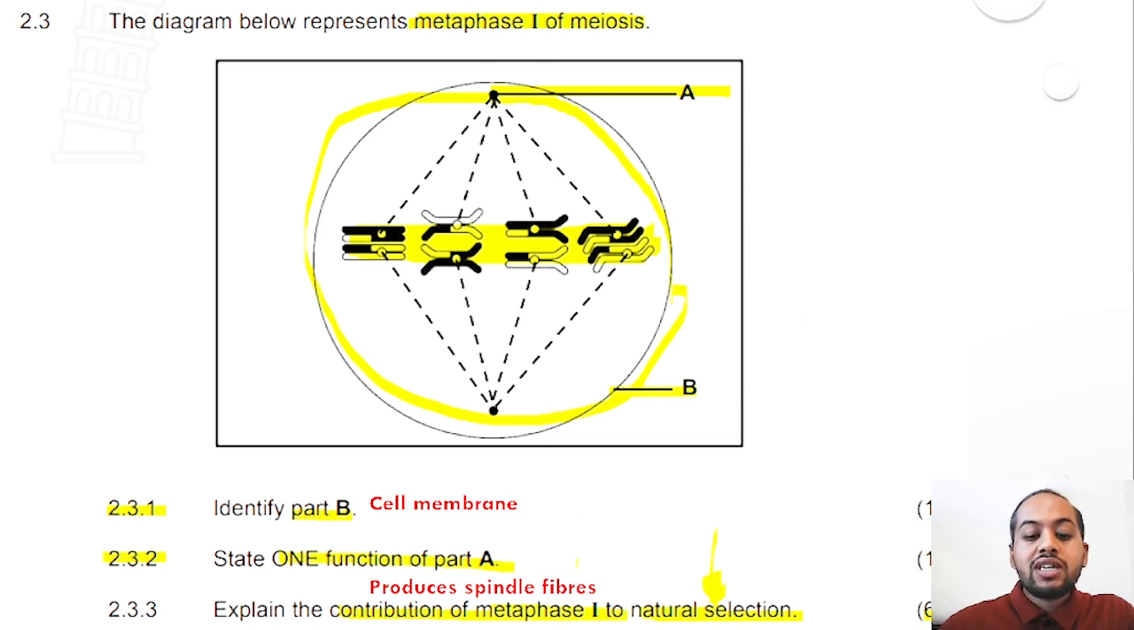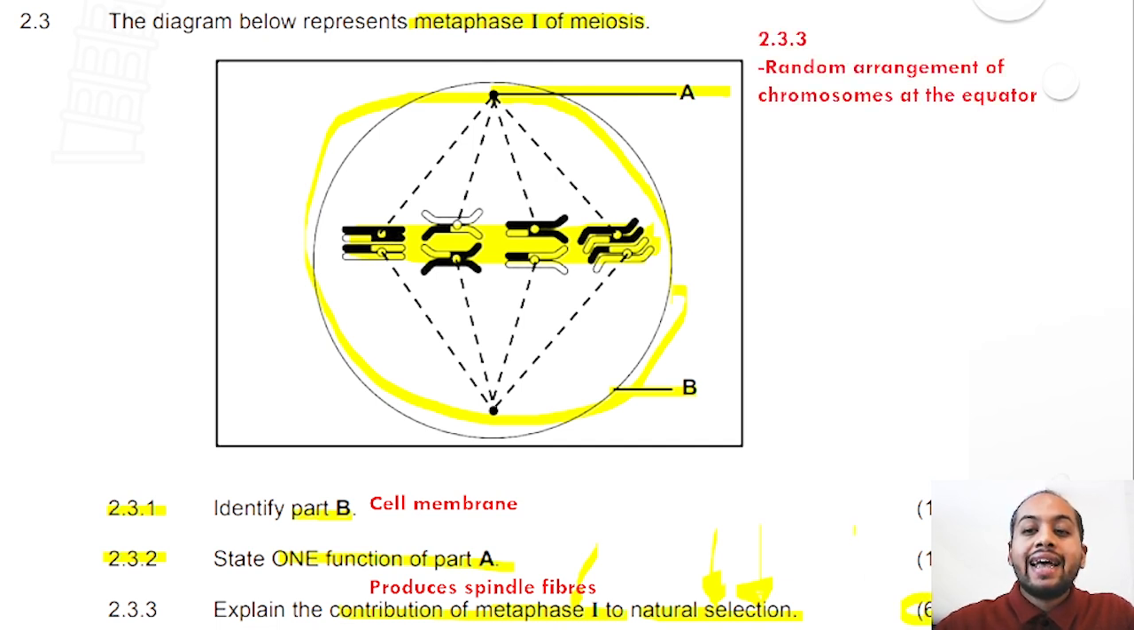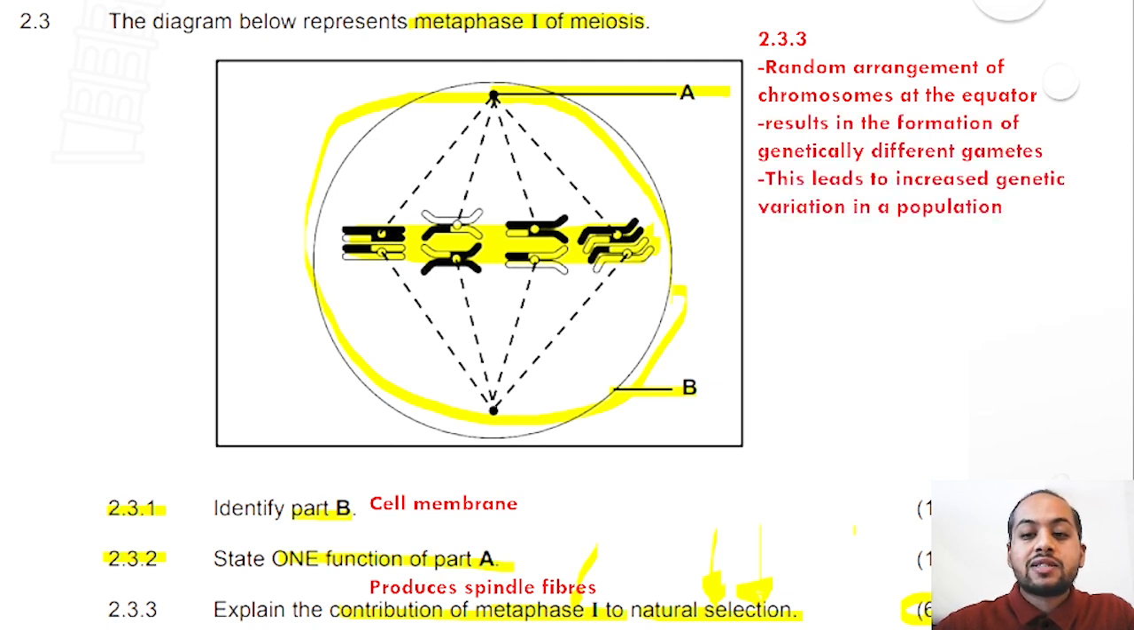You are simply speaking about the events of metaphase 1 that increase genetic variation, and then you are using that to describe the process of natural selection, and that is how you are awarded 6 marks. So how do we start? Firstly, random arrangement of chromosomes occurs at the equator, resulting in the formation of genetically different gametes. This leads to increased genetic variation in a population. That coincides with the first sentence that we normally have in describing natural selection.